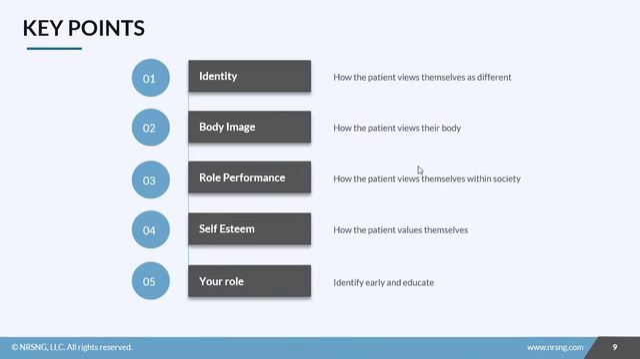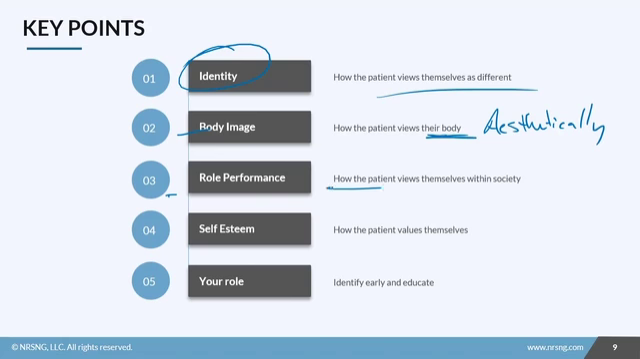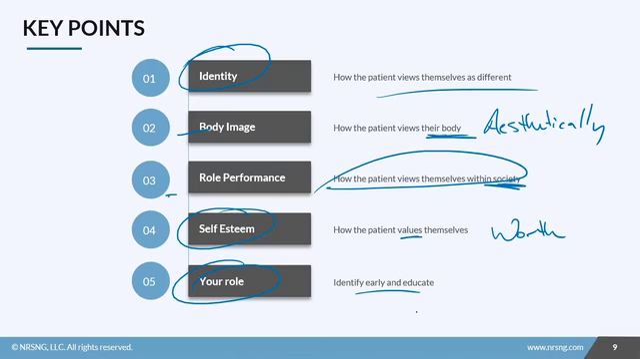So let's recap. First off, self-concept includes identity, and it's how the patient views themselves as different. Body image is how the patient views their body or how they see themselves aesthetically. Role performance is where they fit in. Where do they fit into society? Where do they fit into the family? Self-esteem: remember, this is how the patient values themselves, versus what they know about themselves. So self-esteem is about value and worth. And then what is your role? You identify early, educate your patients, and encourage positive self-concept.